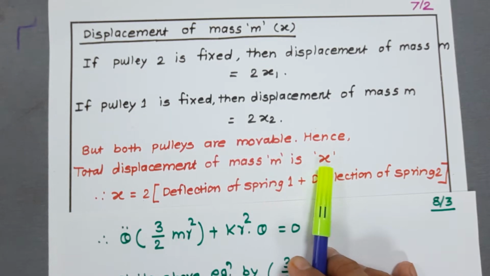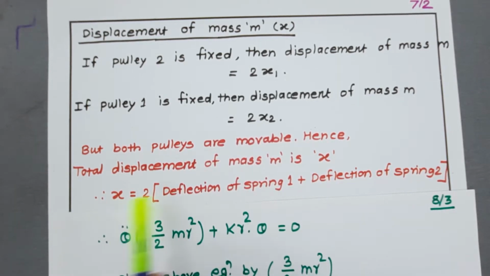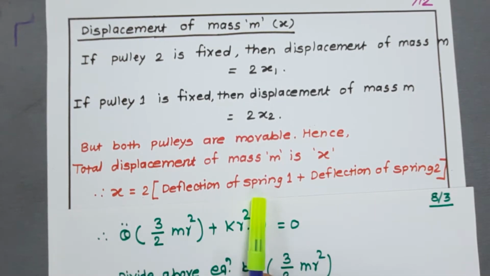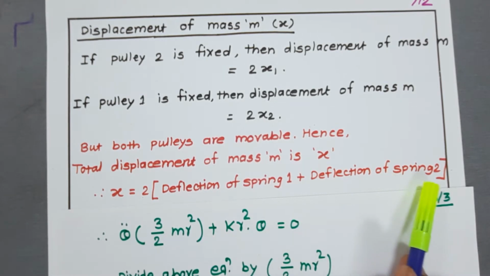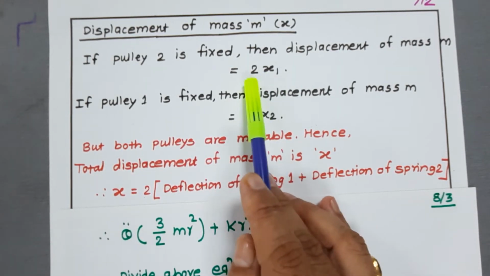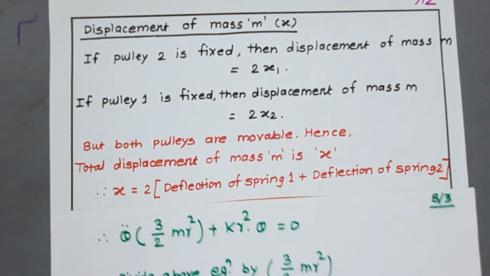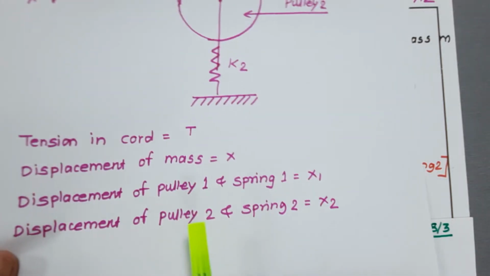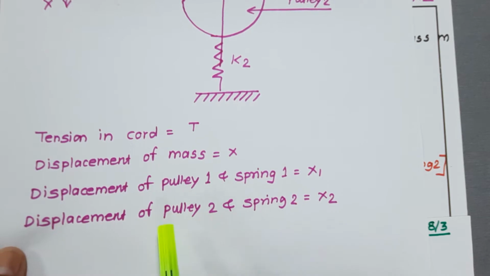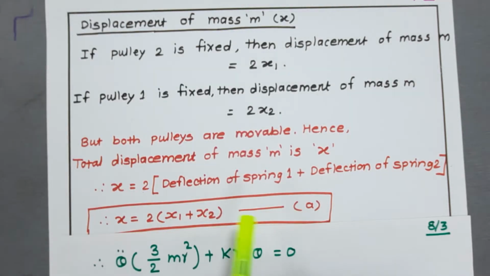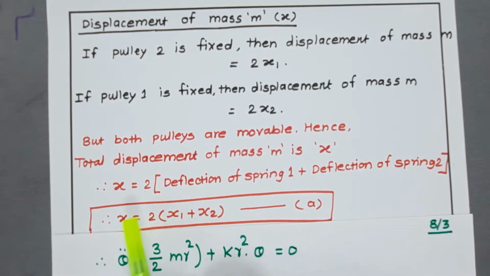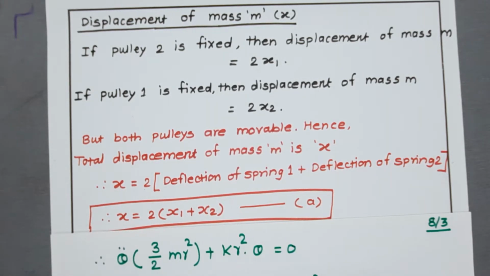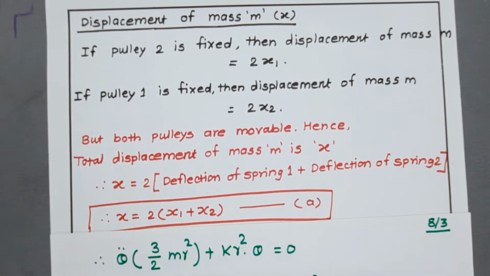And how is it calculated? The total displacement of mass M, X, is calculated by 2 into the deflection of spring 1 plus the deflection of spring 2. So now we have calculated the deflection of springs. Here we have taken the displacement of pulley 1 and spring 1 as X1, and the displacement of pulley 2 and spring 2 as X2. So X is equal to 2 into bracket X1 plus X2, is equal to A. So this is our total displacement of mass M, X, that we have calculated.